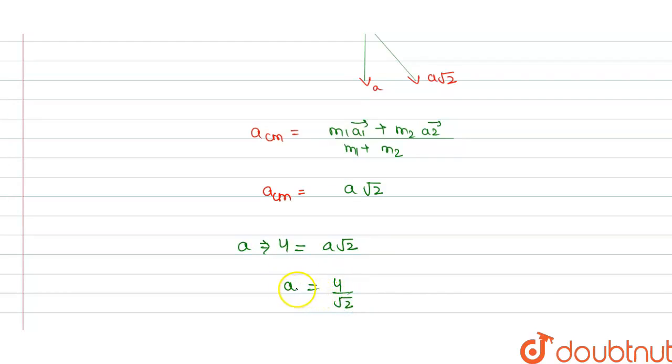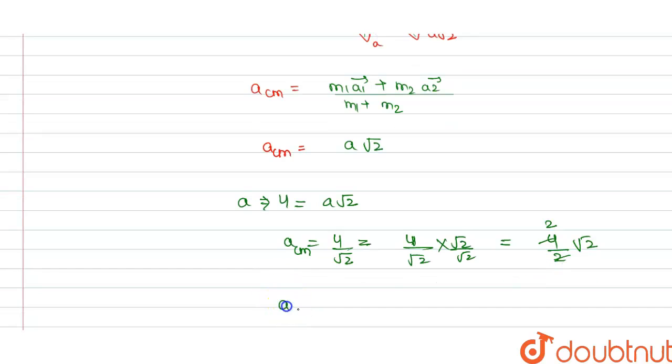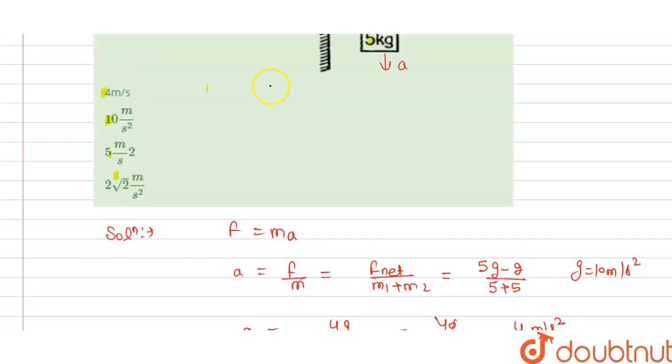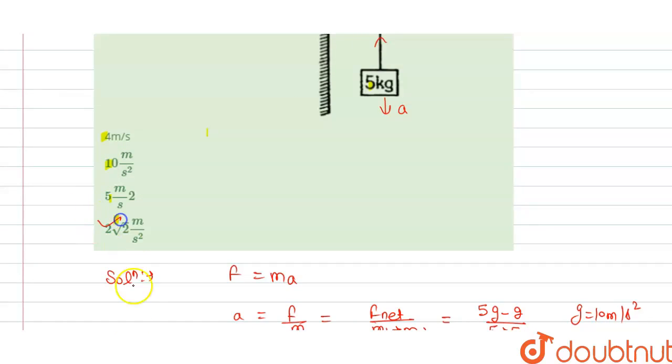So this is for the center of mass. This will equal 4 divided by under root 2. If we multiply and divide by under root 2, this becomes 4 under root 2 divided by 2, so this is 2 under root 2. So we have the magnitude of acceleration of center of mass is 2 under root 2 meter per second square, and this is the answer for the question. Now we check which option is correct here. Our option D is correct.